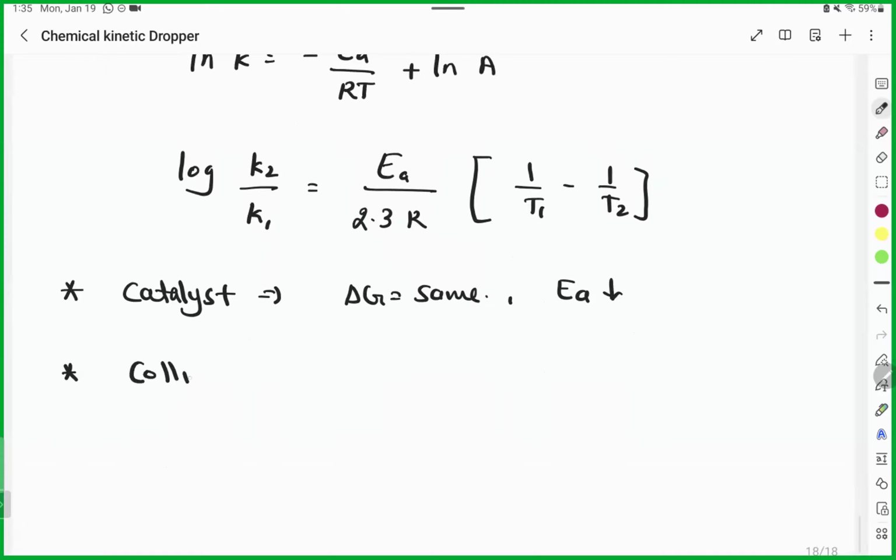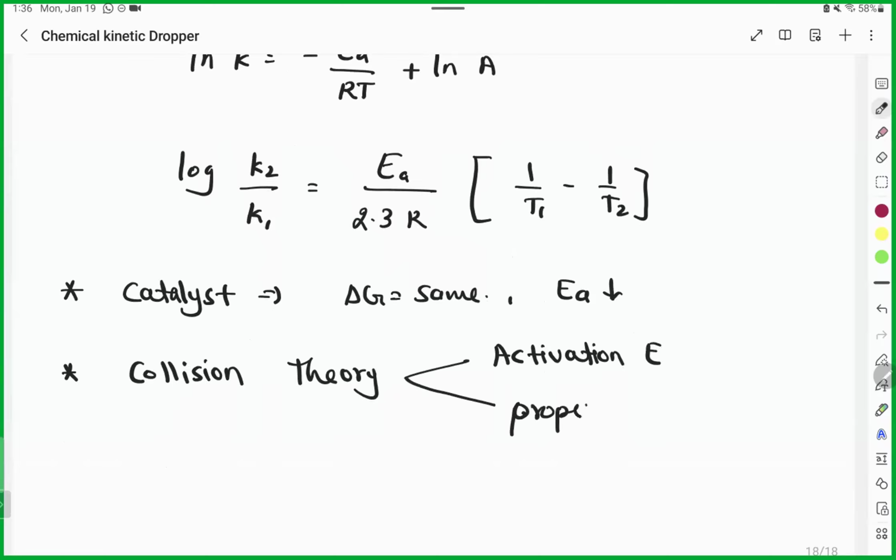And last, in the collision theory, you have two important things. For collision there should be minimum energy, activation energy, and proper orientation.